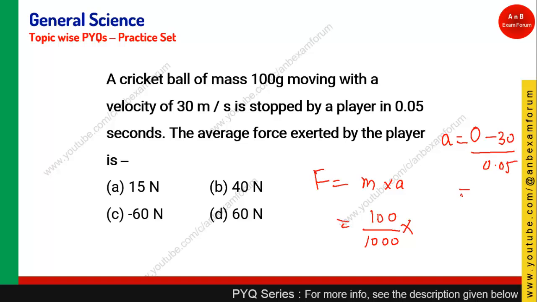If you calculate, it is minus 30 by 0.05, so it will become 600. If you solve it, it is minus 600 basically. So the answer will definitely have a minus. You can see option C is the right answer because it is the quantity that has a minus in front of it. If you calculate, it is minus 60 Newton will be the force exerted by the player.